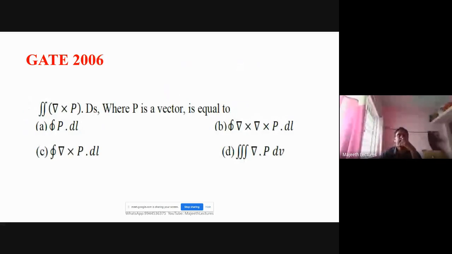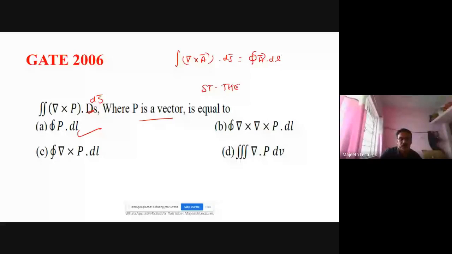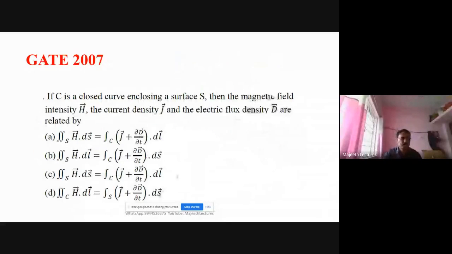Next, del cross P dot ds, where P is a vector. Again, it is like that: del cross E dot ds is equal to A dot dl closed, the Ampere circuit law. So P dot dl closed, so option A is the right answer. It is just Stokes theorem. Stokes theorem.